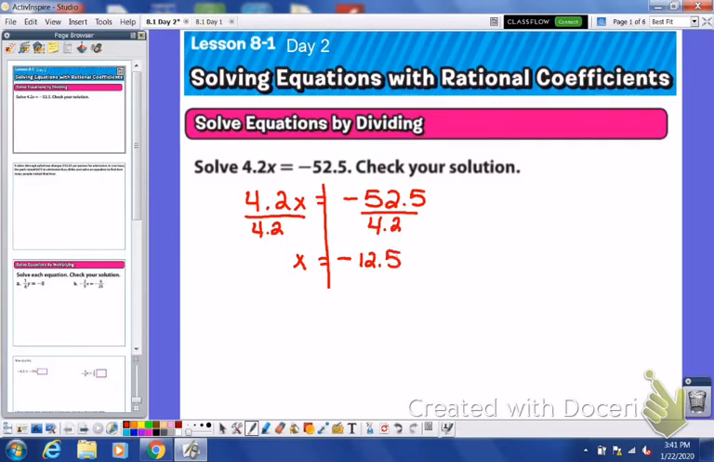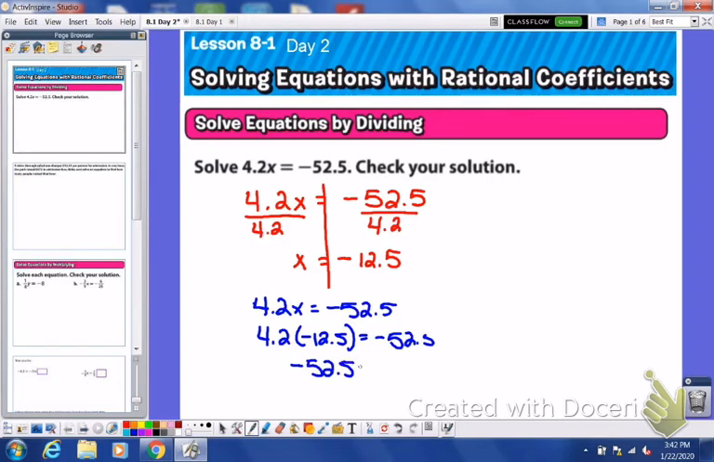We do our checks in blue this time. So I have 4.2x equals negative 52.5. Show my substitution. So 4.2 times negative 12.5 equals negative 52.5. We go to our calculators, do 4.2 times negative 12.5, and that does, in fact, give us a negative 52.5 equals negative 52.5, so it did check out. Go ahead and circle our answer because we know it's correct now. So x equals negative 12 and a half.